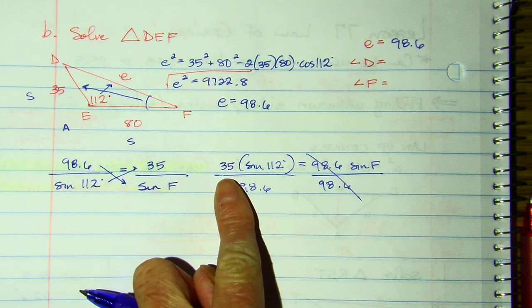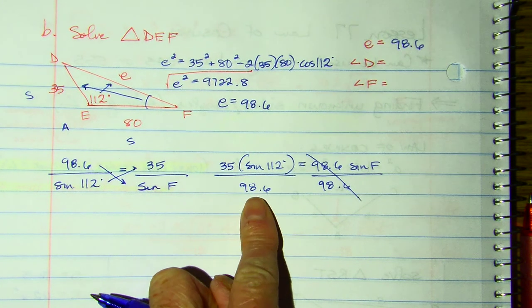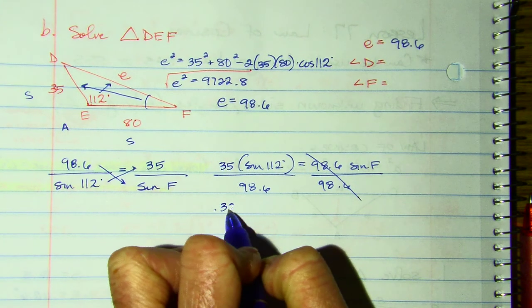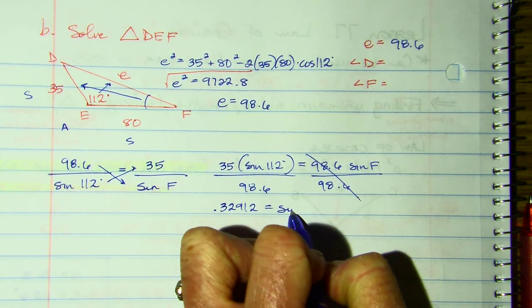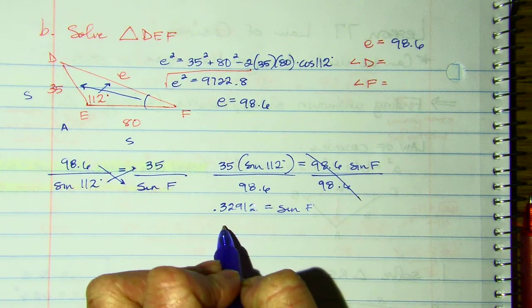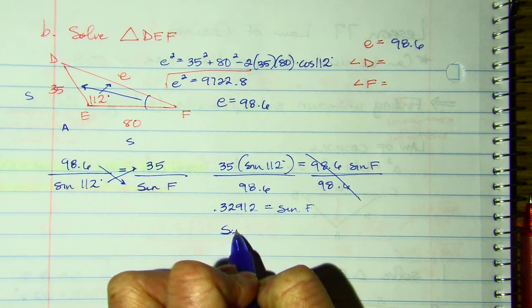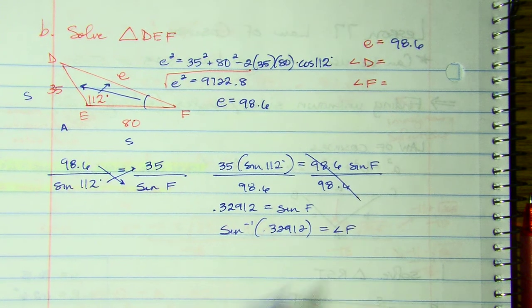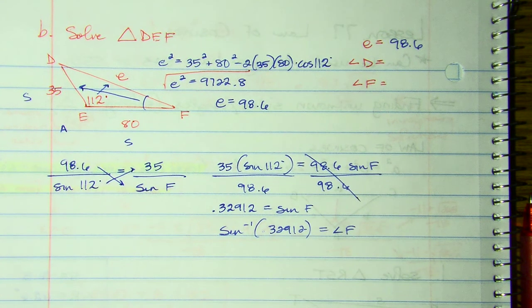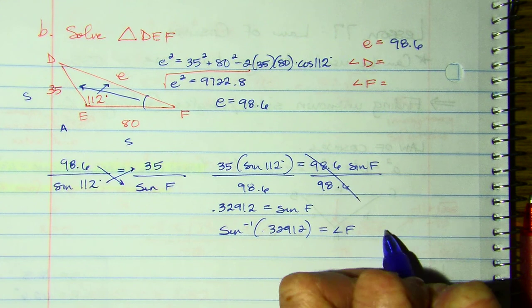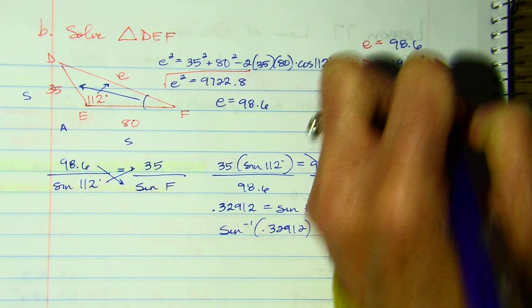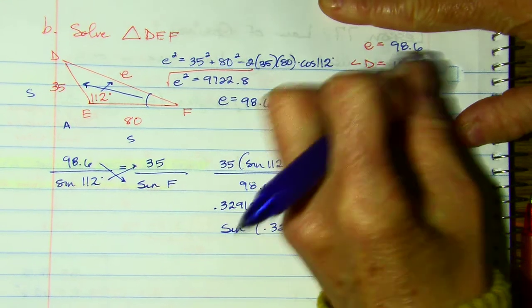So I'm going to enter this, 35 times the sine of 112. I'm going to hit enter, divided by 98.6, and I get 0.32912 equals the sine of F. So do the inverse. So sine inverse of 0.32912, and that will give you angle F. So sine inverse of the decimal I just received, and I got angle F equals approximately 19.2 degrees. Whoops, angle F, my bad.